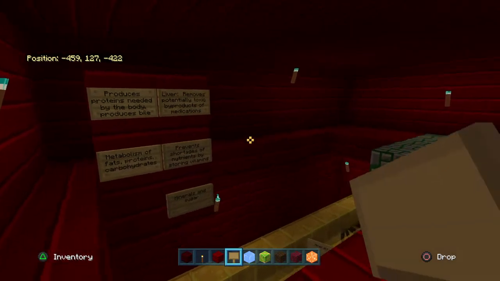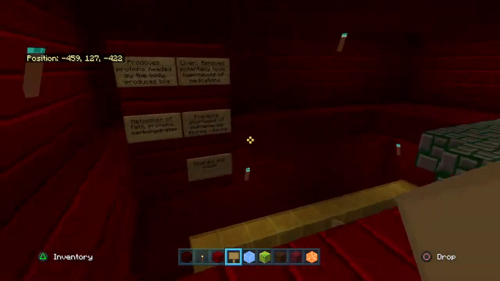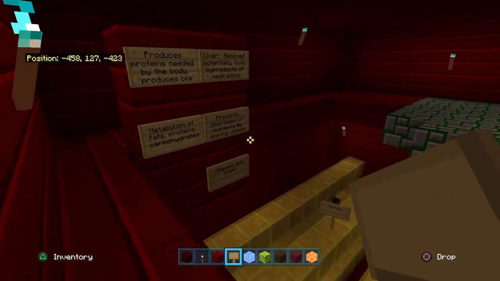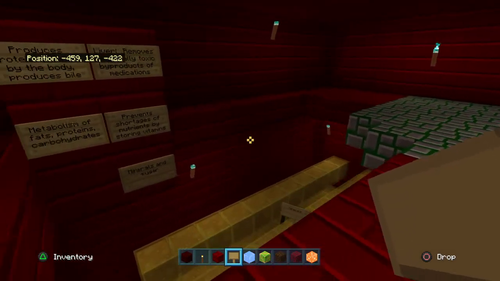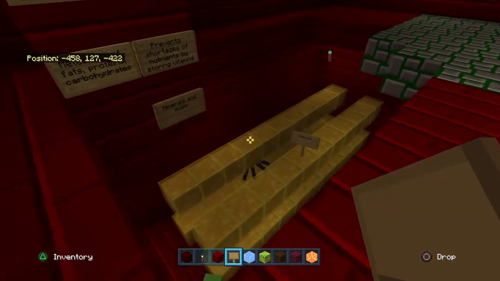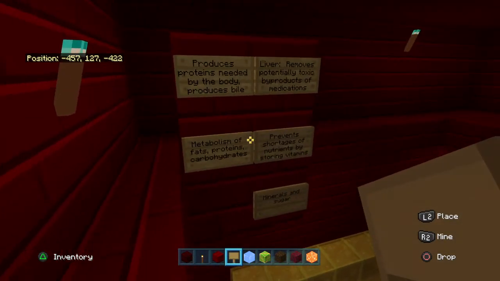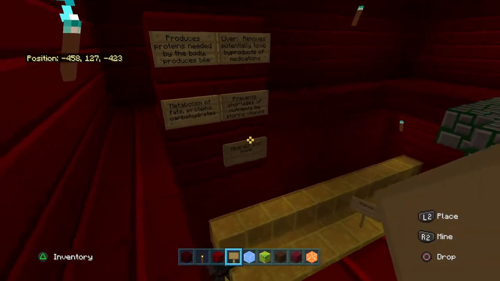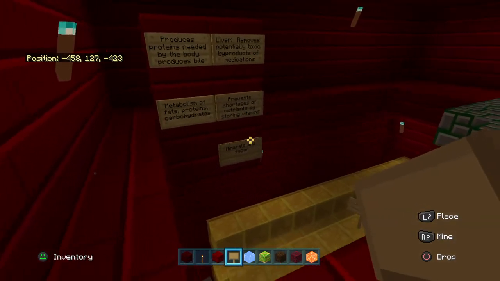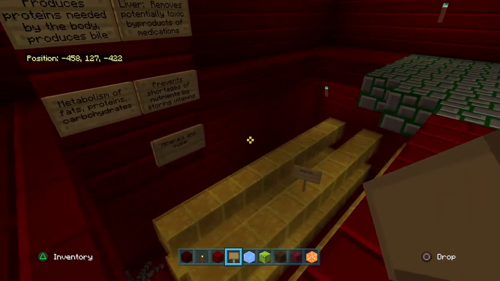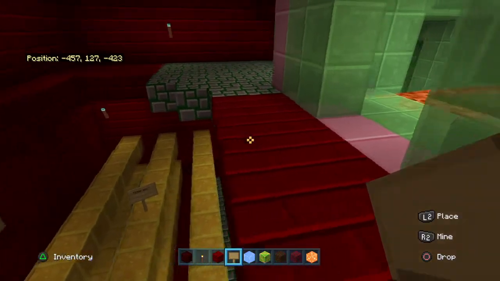And right here we have the liver. The liver removes toxic byproducts of medication. It prevents shortages of nutrients by storing vitamins. It contains minerals and sugar. It produces proteins needed by the body. It produces bile, and it helps with the metabolism of fats, proteins, and carbohydrates.